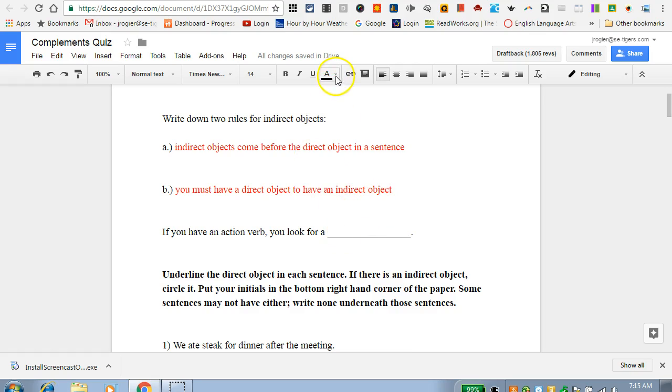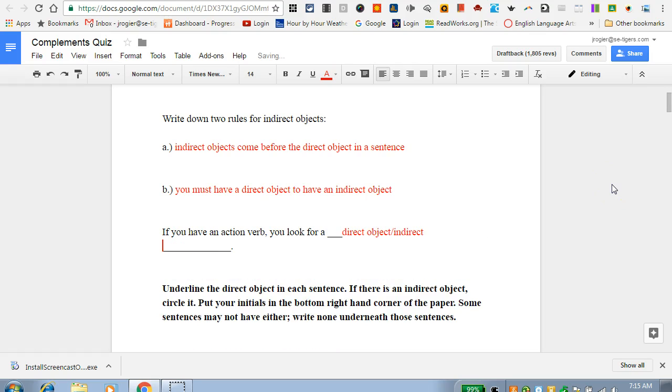If you have an action verb, that means you look for a direct object. Then you would go on to look for an indirect object also. So we can put that in there too.